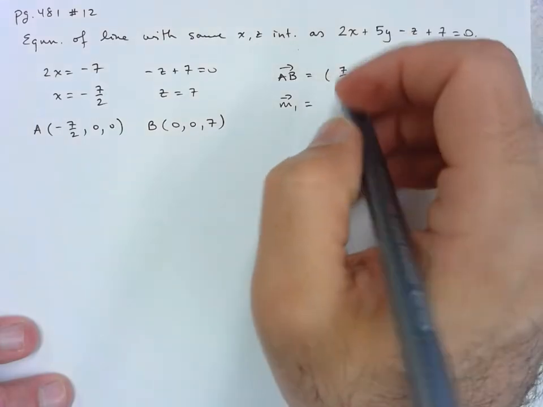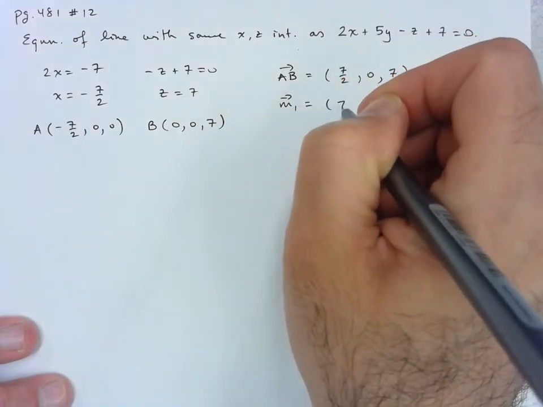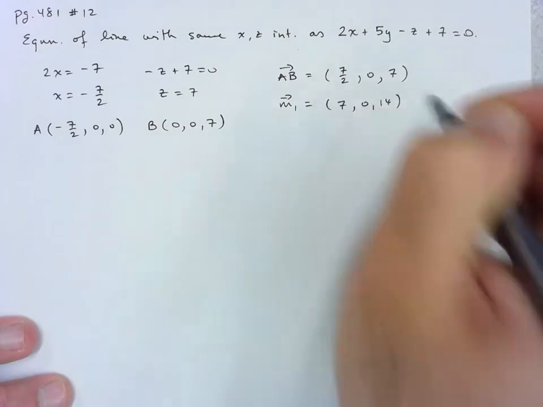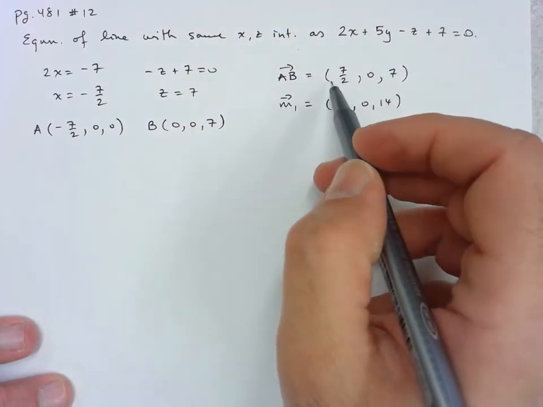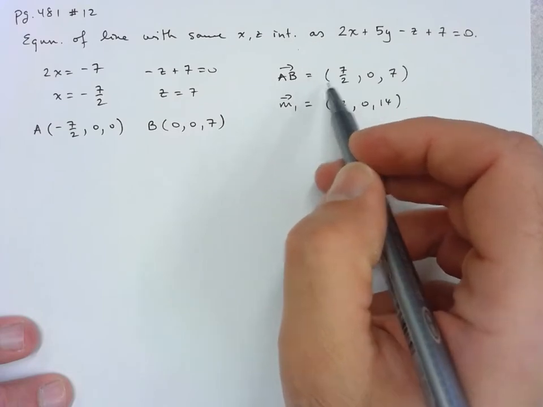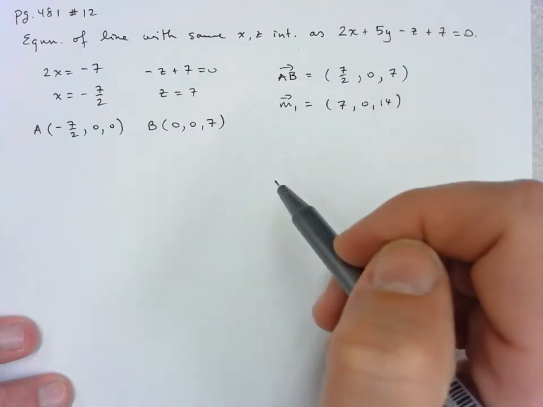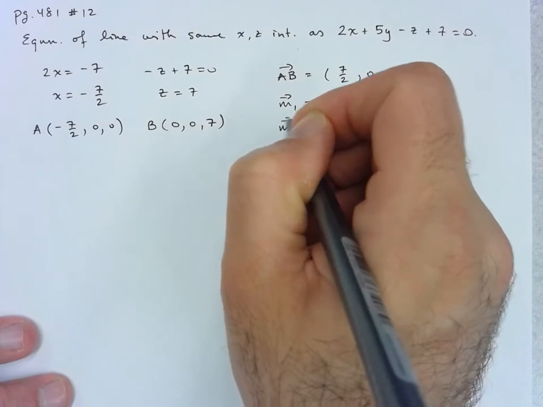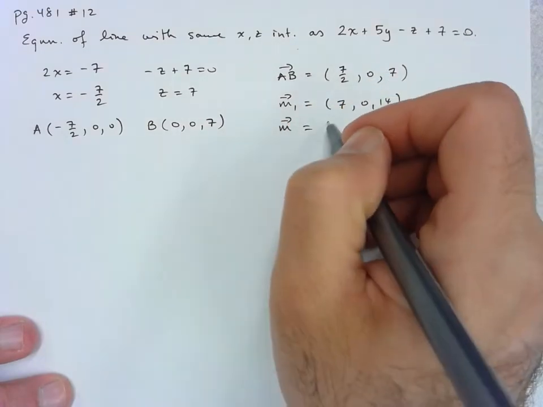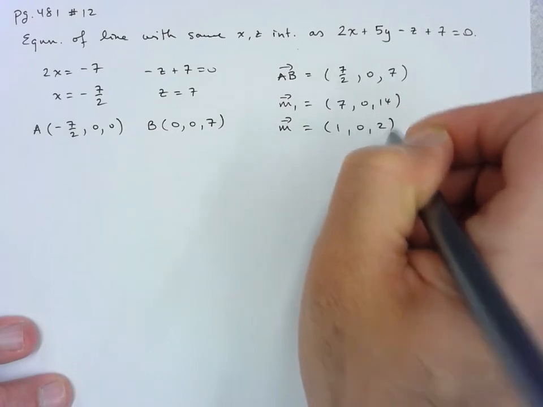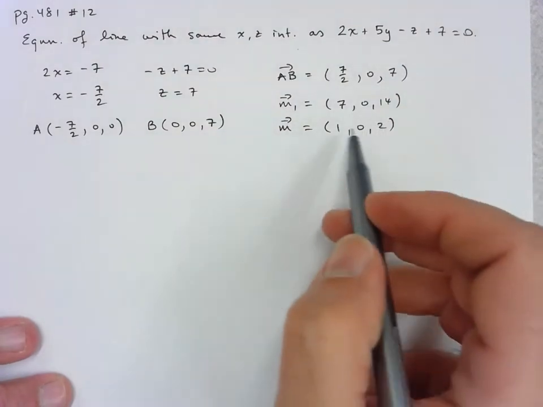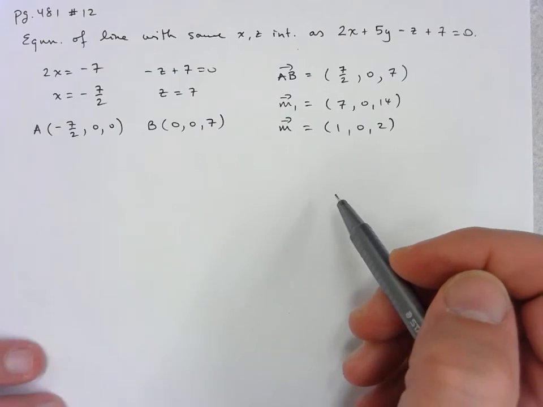Okay, so I can use this as my direction vector, but I'm going to simplify this a little. If I multiply by 2, what do I get? I get (7, 0, 14). But in fact, I could have multiplied by 2/7 to get an even simpler one. So what I'll use as my direction vector, (7, 0, 14) is fine, but I might as well use (1, 0, 2). If at all possible, try to use a vector in simplest form.